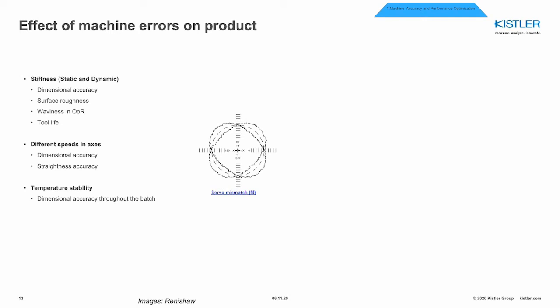Temperature stability will affect the dimensional accuracy throughout the batch. And the vibrations, of course, will affect the dimensional accuracy at the end of the day, the profile, the straightness, the roughness and also the out of roundness, as we say, the waviness. And of course, at the end, the tool life or your abrasive life.